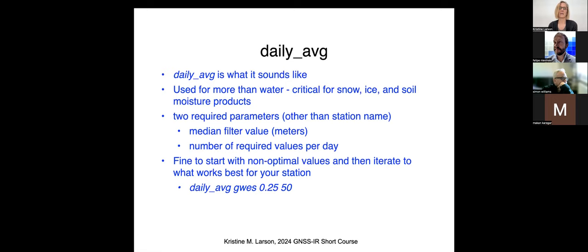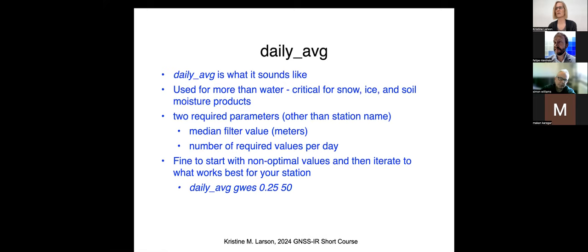It has two required parameters other than the station name. If you don't know what a median filter is, it basically says, I don't want to look for outliers by using a standard deviation, so I'm going to use a safer median, and then I'm going to tell you how much the individual arcs can agree with that median within a day. It's just a lazy way to get rid of outliers. And then the number of required values is just an acknowledgement: would you want to compute a daily average with five arcs and compare it to a day with 100 arcs and say they're the same? No, you wouldn't. So it's just an extra thing. If you don't care, you can set that to one or something. So it's fine to start with non-optimal values.